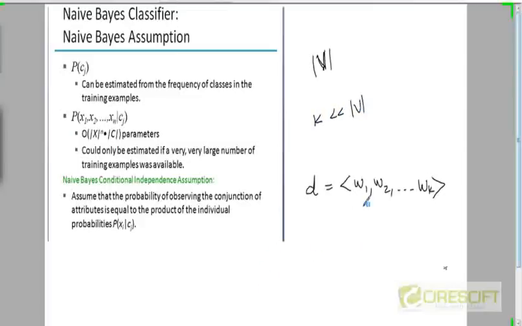So what would you do? How would you compute the probability that, so firstly, how would you classify, what's the overall problem? You have to classify this new test document D into one of the classes. So let's say there are J classes.